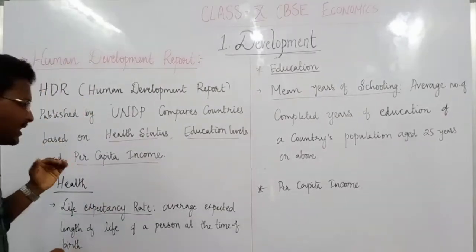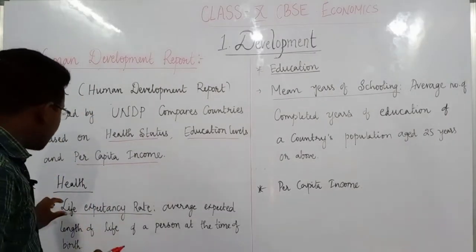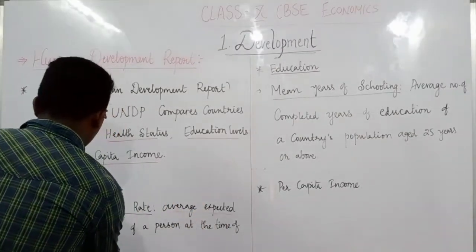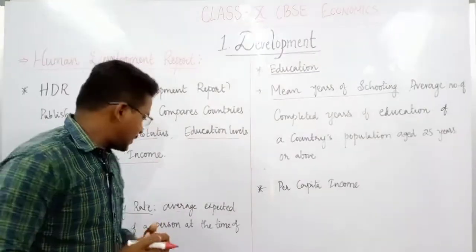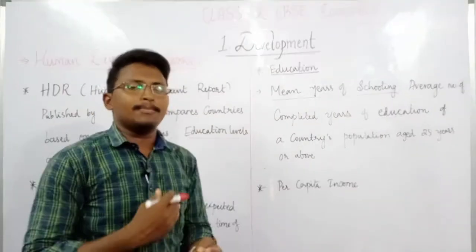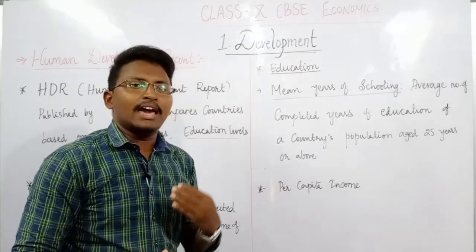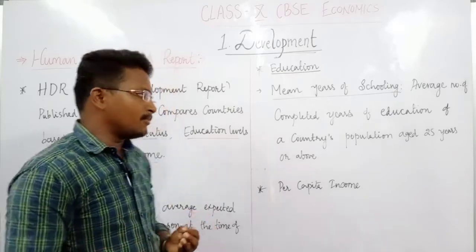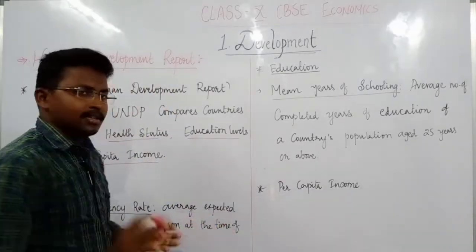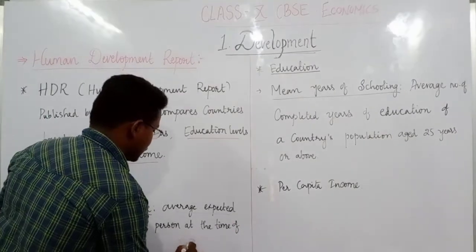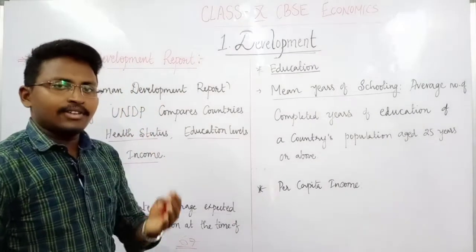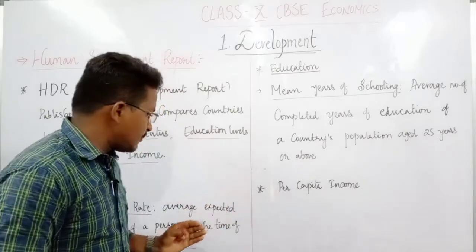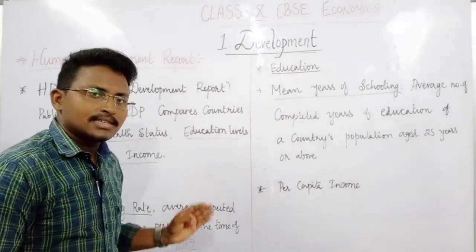Under health, it compares something known as the life expectancy rate. That means the average expected length of life of a person at the time of birth. That means whenever any person is born, how many years on average he can live on this earth in a particular country. For example, suppose India's life expectancy rate is 67 years. That means on average every person born in this country will be expected to live at least 67 years.